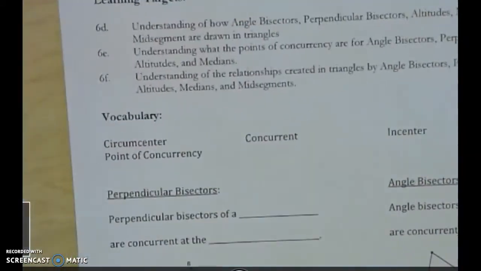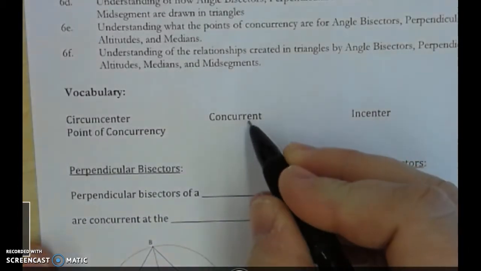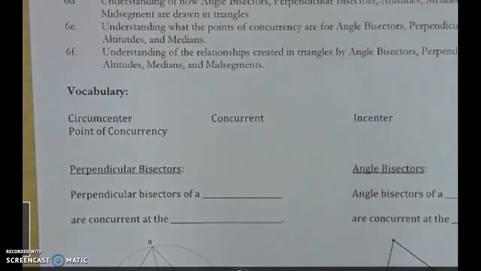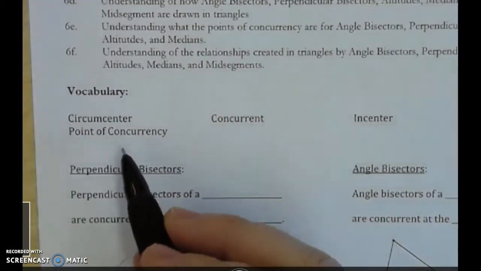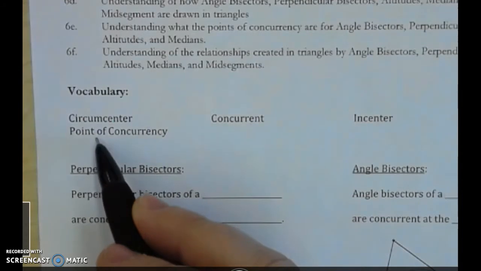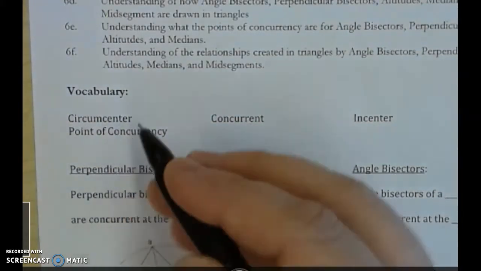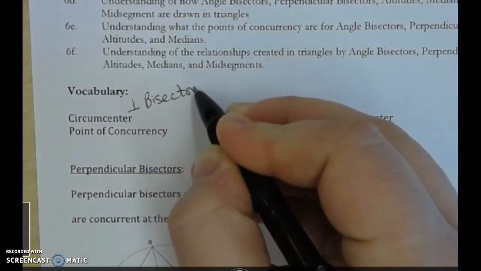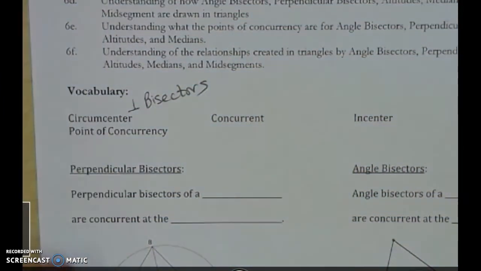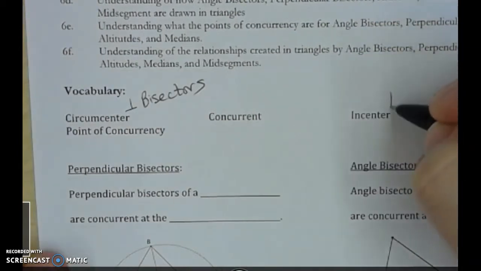When you have geometry terms, one of the things we need to know is what concurrent is. Concurrent just means when things overlap or intersect. Specifically, the point of concurrency is where things overlap, the actual intersection point. The circumcenter is the point of concurrency for perpendicular bisectors. And for angle bisectors, they make an incenter.